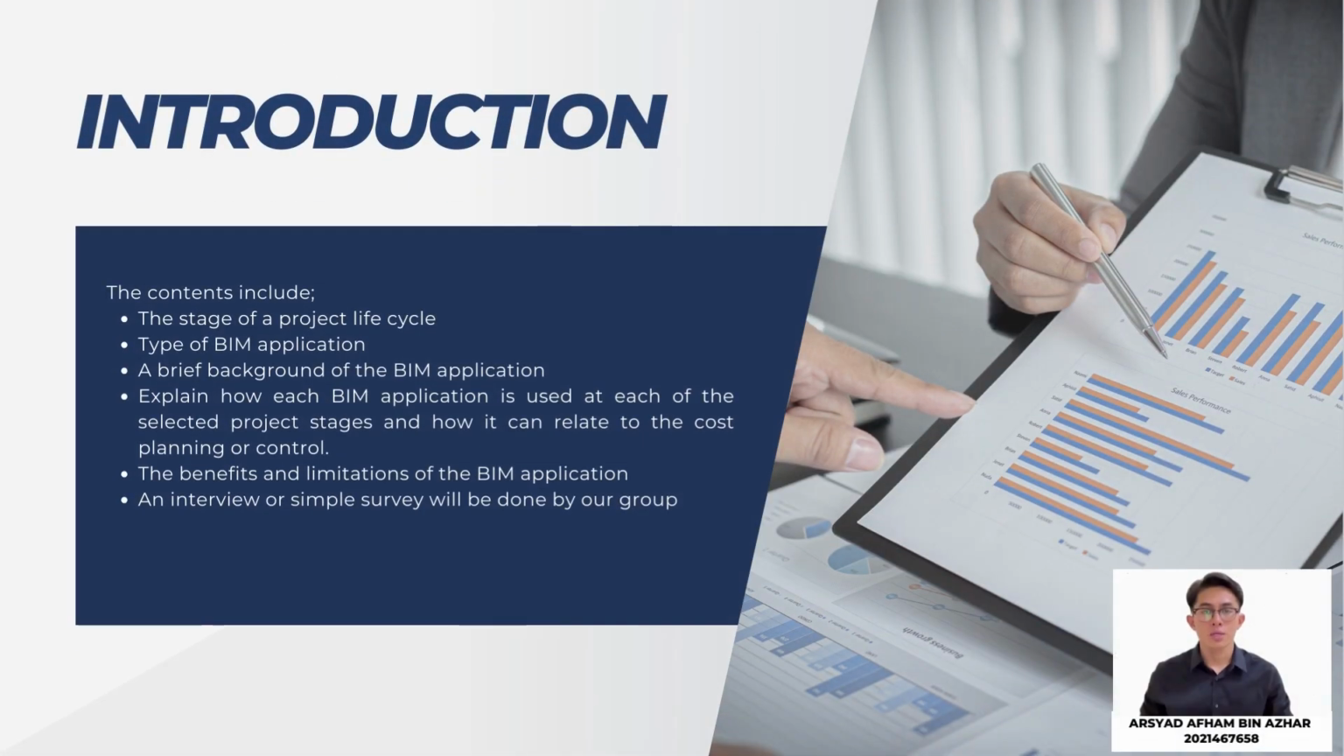In this report, the contents include the stages of a project life cycle, to discuss the type of BIM application used for project cost management. Moreover, a brief background of the BIM application that has been chosen by us will also be given. Furthermore, the purpose of the report is to explain how each BIM application is used at each of the selected project stages and how it can relate to cost planning or control. The benefits and limitations of the BIM application are also discussed.